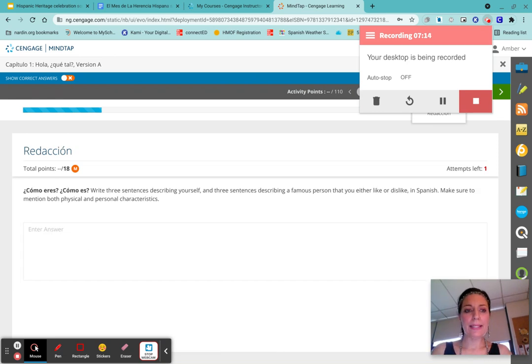For the second last section, cómo eres, cómo es, you're writing 3 sentences describing yourself and 3 sentences describing a famous person that you either like or dislike in Spanish. Make sure you mention both physical and personal characteristics. So you want to make sure you know your adjetivos. So study those, talking about like alto, bajo, moreno, pelirrojo, joven, viejo. And then things like idealista, famoso, rico, right? Those are more personal characteristics.